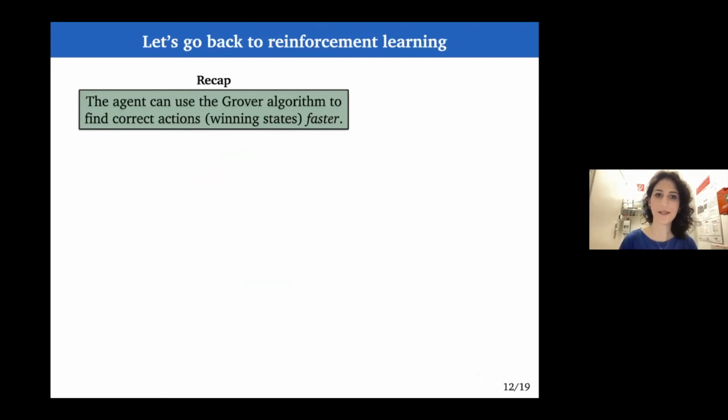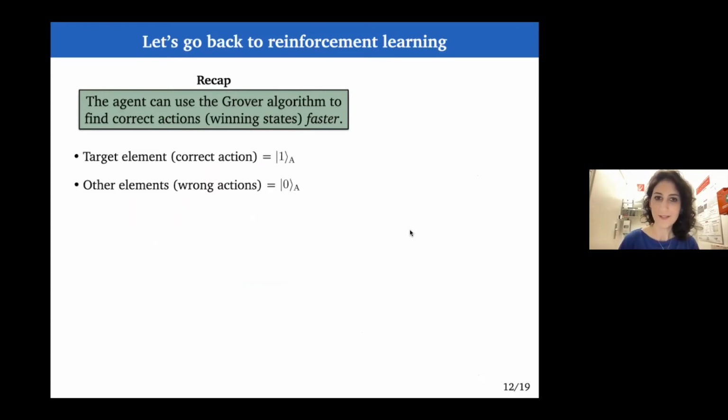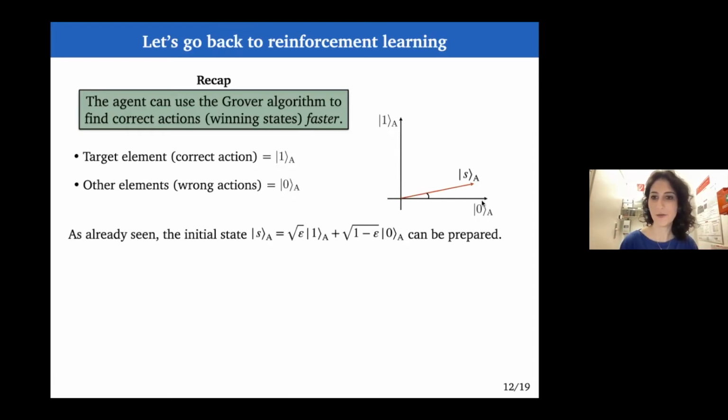But now let's go back to reinforcement learning, and let's see how we can apply this to our algorithm. As a recap, as I said before, the agent can use this Grover algorithm to find the correct actions, so the winning states, faster. Now we can define the target element, which in this case corresponds to the correct action. We can identify it with the quantum state |1>, where A stands for action. And then we take all the other actions that don't lead to the accomplishment of the goal, and we just group them up using a zero state. So in general, we have the win and the lose state, which is what we had before.